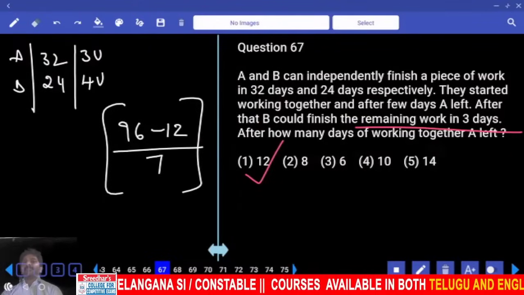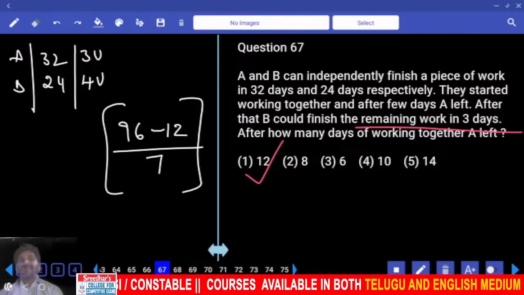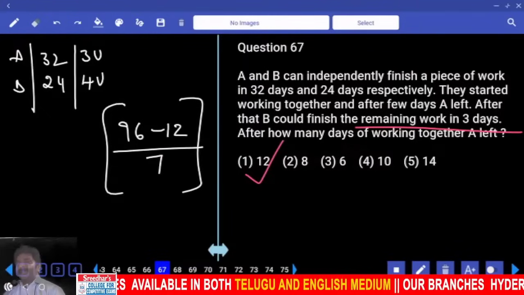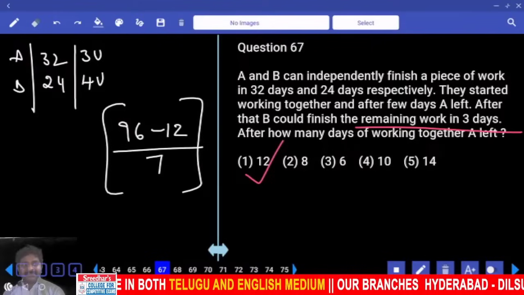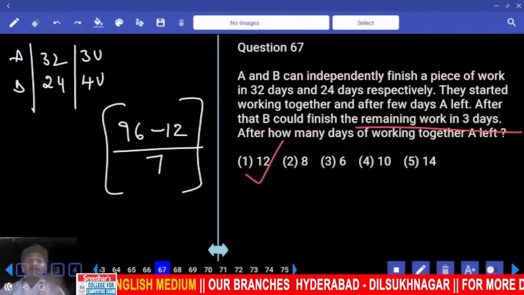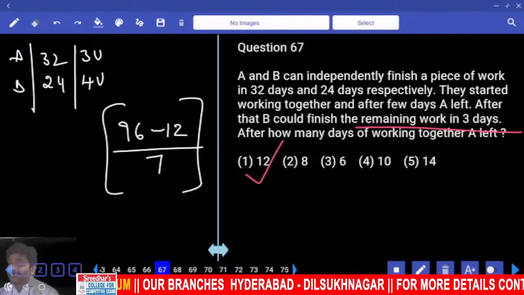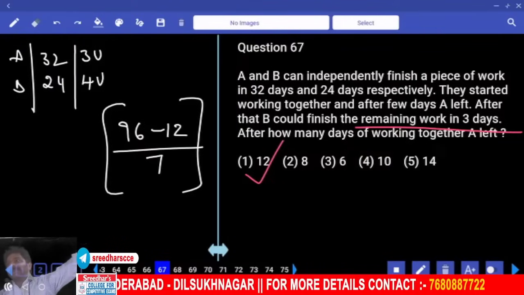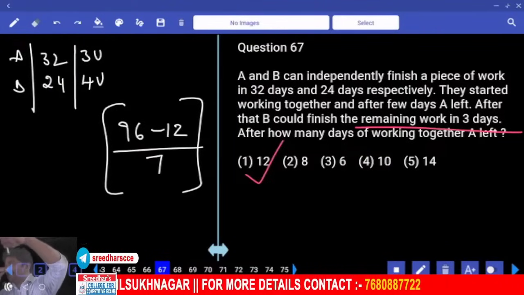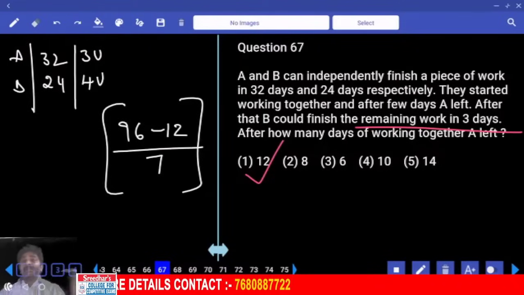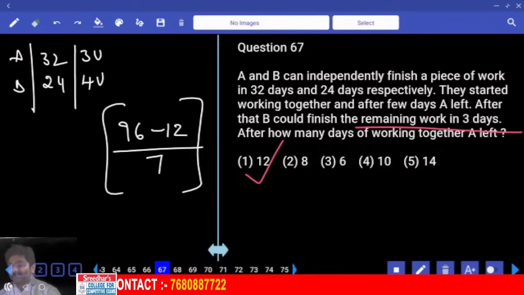So A worked for how many days? B worked for how many days? 15 days. Along with A, 12 days. After A leaving, 3 more days. Total 15 days. Total work is done in how many days? 15 days, because B is the one who is there from the beginning till the end. So if the question is about the number of days that B worked, or in how many days can they complete the total work, the answer is the same. Got it?